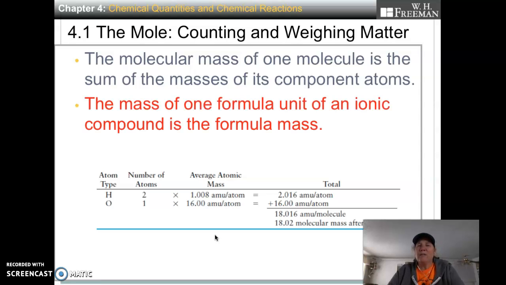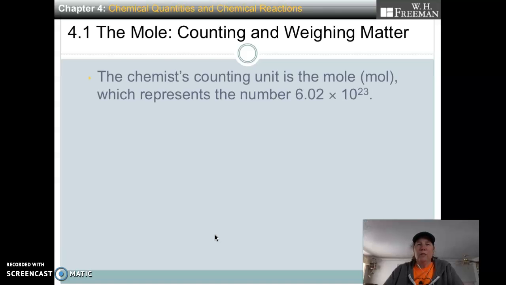Okay, so the mass of one formula unit of an ionic compound is formula mass. So you'll see molecular mass, you'll see formula mass. Molecular mass is for a compound, formula mass is for an ionic compound. Figuring them out is exactly the same. It's just what type of bonding they are. So a mole, again, is the way that chemists measure. 1 mole of any substance is whatever its mass is from the periodic table.